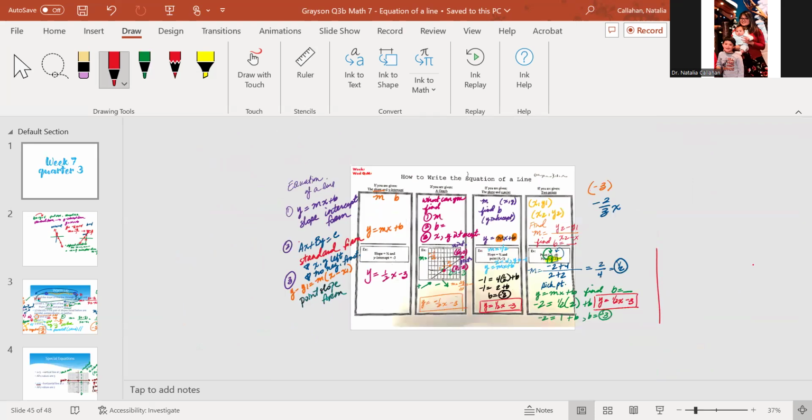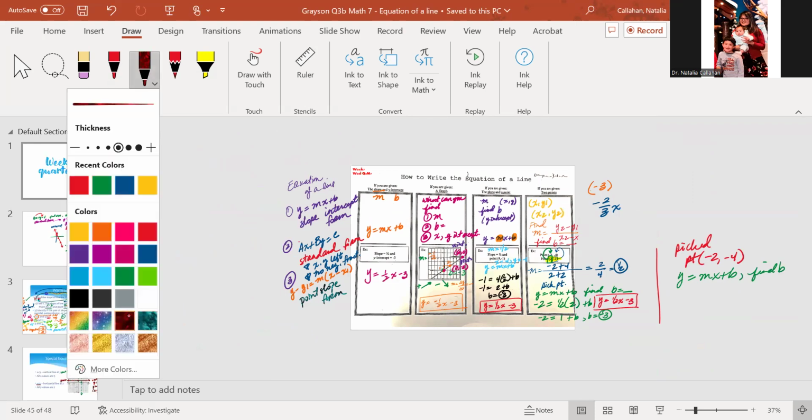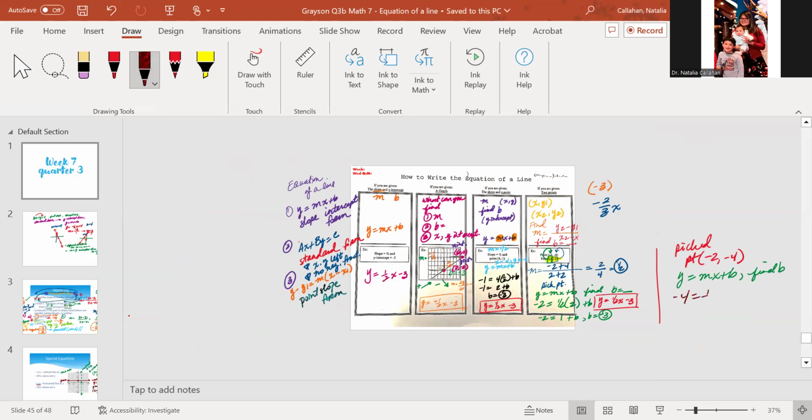So let's say, for example, instead we picked point -2, -4. You're going to get the same answer because you have y equals mx plus b. Your goal here is to find b, right? So then when we do that, we're going to have -4 equals 1/2 times -2 plus b. Half of 2 is -1 plus b. When you add the 1, it's still -3. So same answer. Yeah. And that's it.